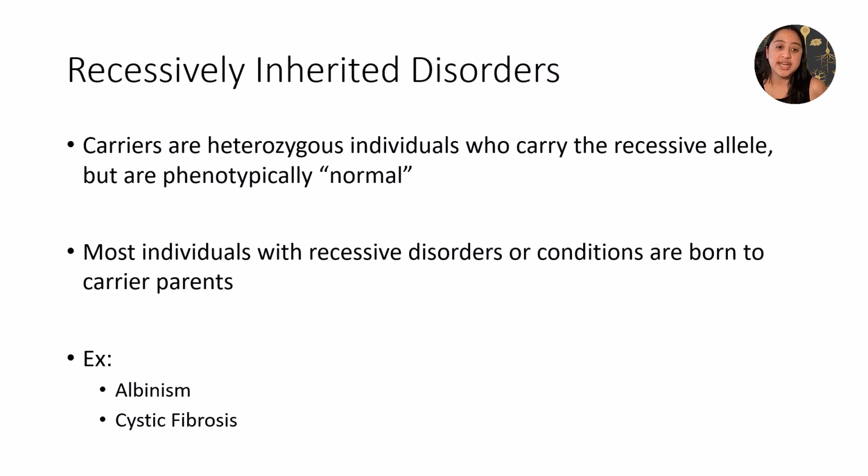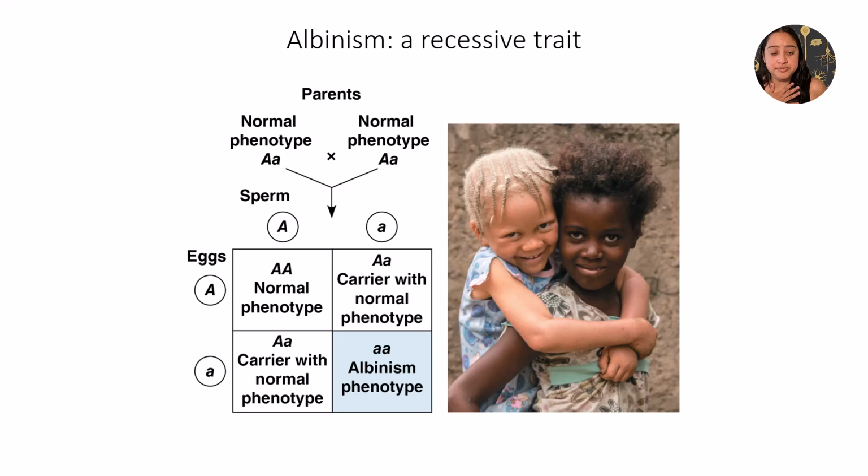So most individuals that have recessive disorders or conditions are born to carrier parents. The parents had to be carrying the recessive version and each give a recessive copy to the offspring. So for example, albinism and cystic fibrosis are both recessively inherited. So here's an example. 2 parents can be carriers of the trait of albinism, but be phenotypically normal, but they're carrying it. And if they both happen to be carriers, there is a 1 out of 4 probability that an offspring can have albinism.